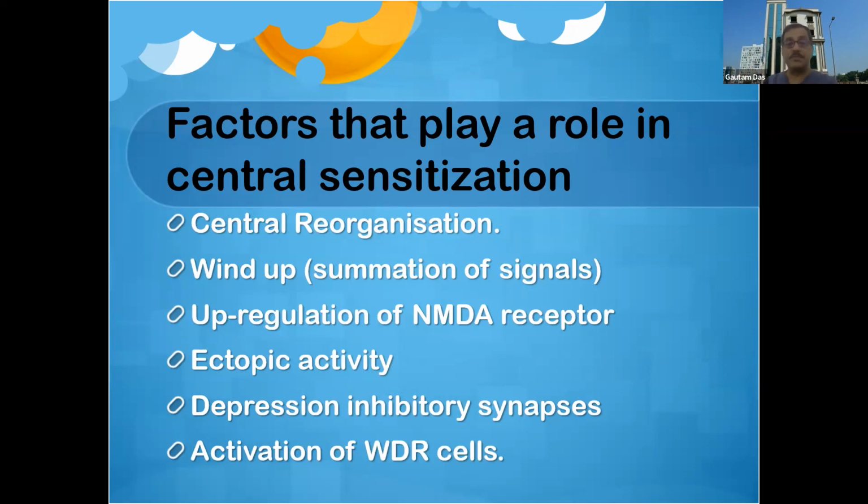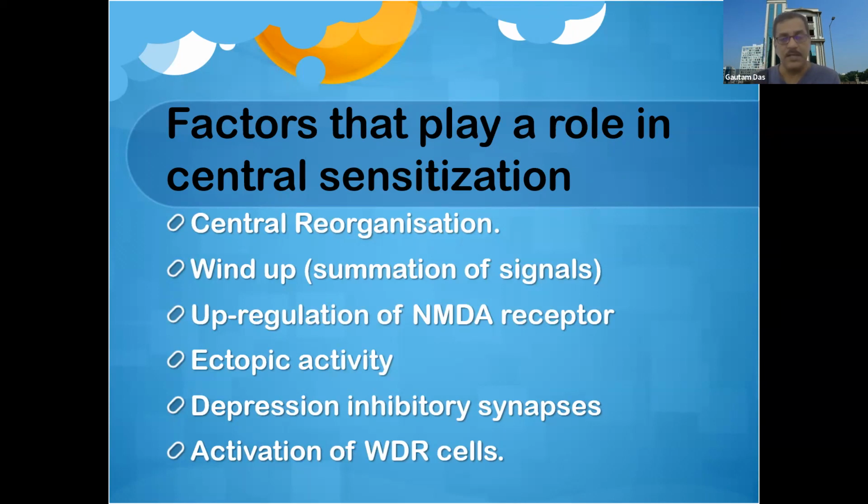Next is NMDA receptor upregulation. What is it? NMDA receptors are basically calcium channels, but normal NMDA receptors remain in a dormant state. They do not allow calcium to enter the nerve because a magnesium ion is sitting in the mouth of the NMDA receptor, just like a cork in a bottle. So the magnesium ion is not allowing the ions to go inside. But in an activated NMDA receptor, the magnesium is not there.